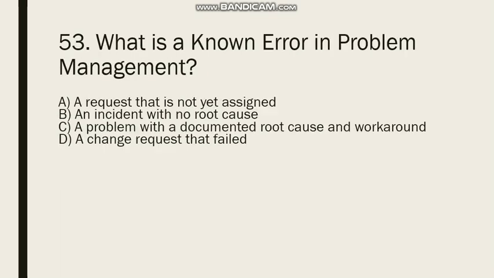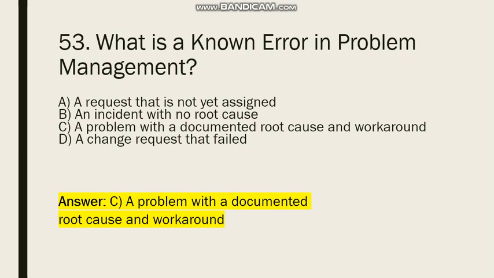53. What is a known error in problem management? A. A request that is not yet assigned. B. An incident with no root cause. C. A problem with a documented root cause and workaround. D. A change request that failed. Answer: C. A problem with a documented root cause and workaround.